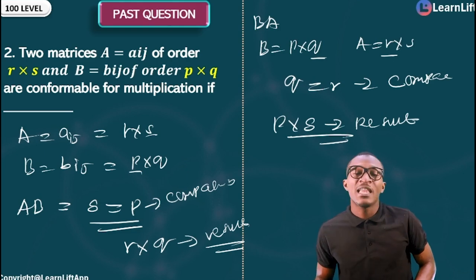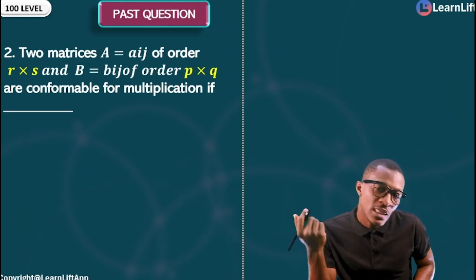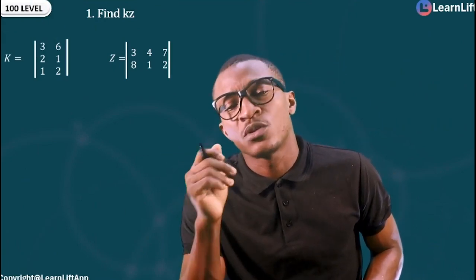So at every point, know whether they're asking for AB or BA. It depends. Now, if you understand that, in our next class, we'll start normal matrix multiplication.